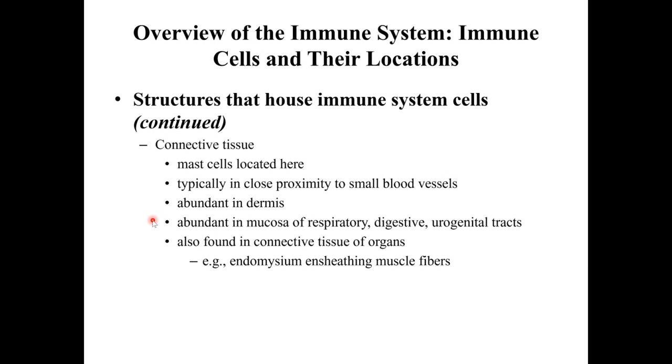And where else are mast cells located? Think about the story of the skin I just told you, and we find them abundant in the mucosa of the respiratory tract, the digestive tract, the urogenital tracts. All places that are open to the outside. Now think about where we get infections. Where do people get infections?